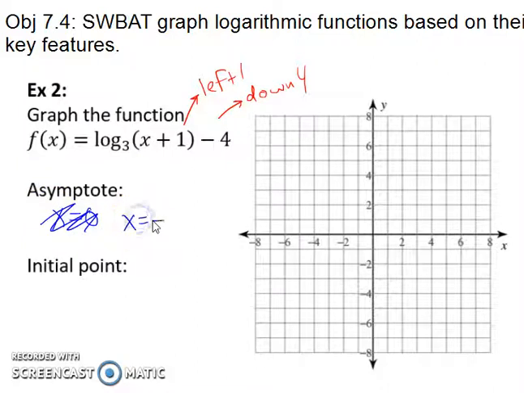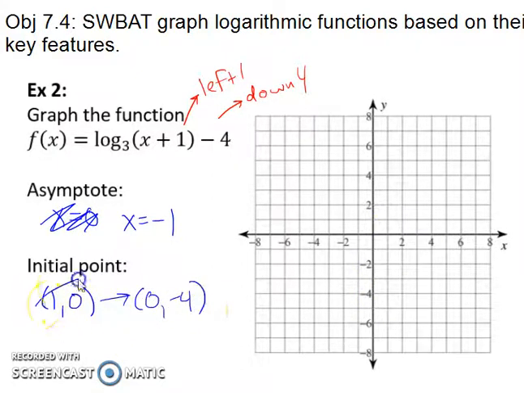So I deliberately wrote that just so you guys remember that we start here and then we think about what this does to it. And our initial point also is going to change, but if it started at 1, 0, and 1, 0 goes left 1 and down 4, now we're at this point. We're at 0, negative 4. So hopefully you see what happened here. We still thought about what it would be if there hadn't been a shift, and then we considered what that shift did to these things.